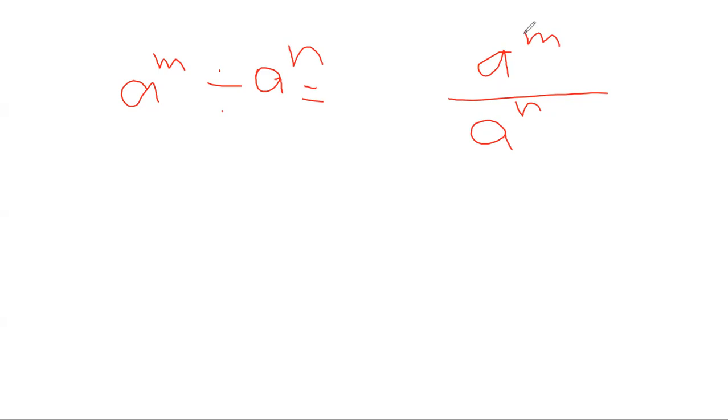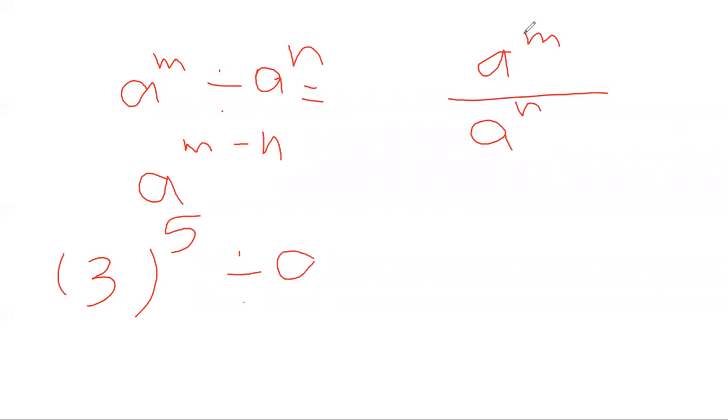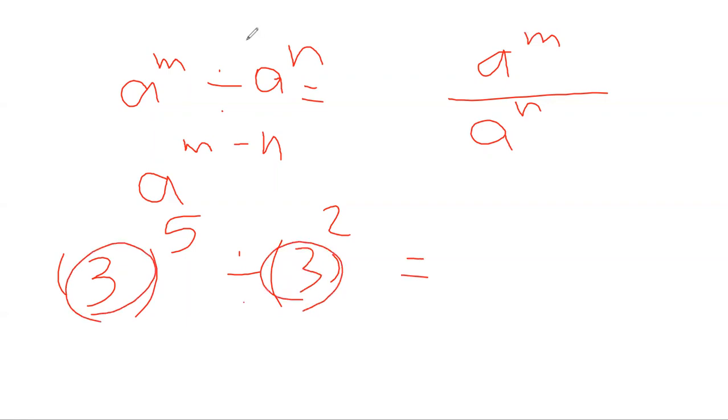I will subtract the powers. It will be a to the power m minus n. If I have 3 power of 5 divided by 3 power of 2, the same base, so it will be 3, and then subtract the power. 5 minus 2 equals 3. Now this small number, so it is equal to 27.